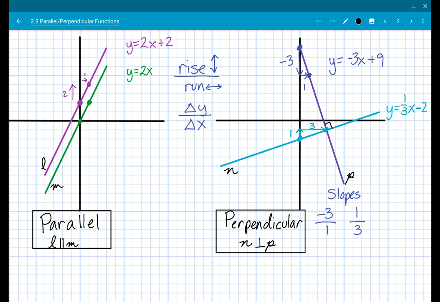Perpendicular lines are special because they meet at a 90-degree angle, so they form a right angle. Perpendicular lines are noted with an upside-down T symbol that kind of looks like a right angle.